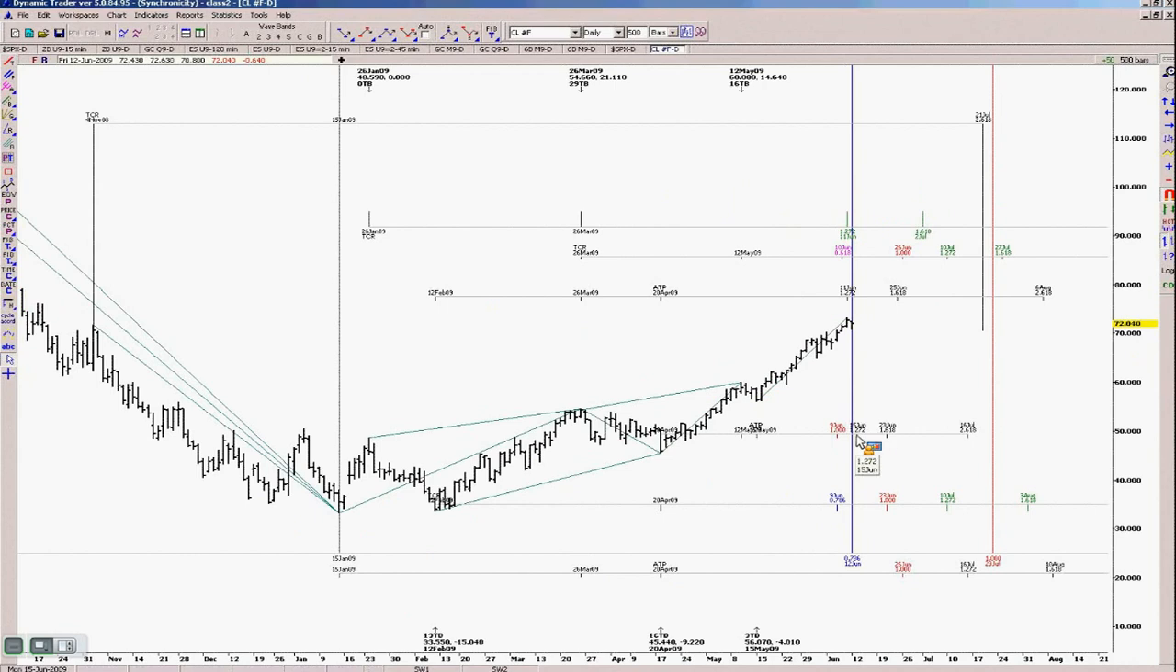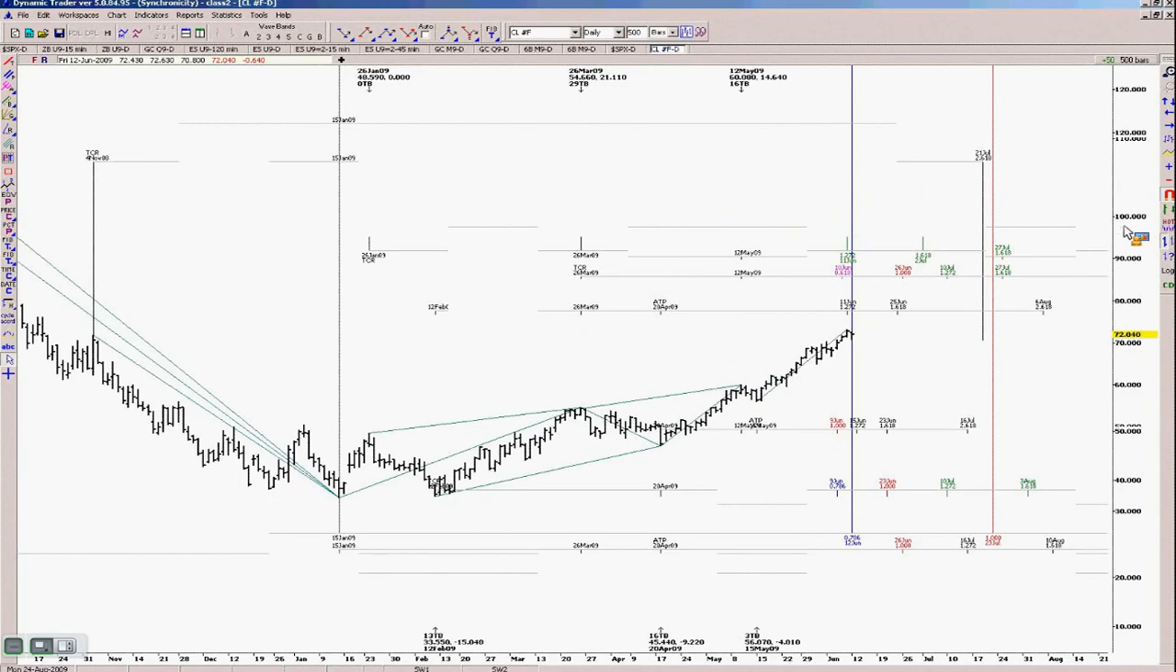Okay. All right, so now do you see where we have a confluence of timing cycles that we're pretty much right on top of right here? Since the market is trading higher into the time window, we'd be looking for a possible high.